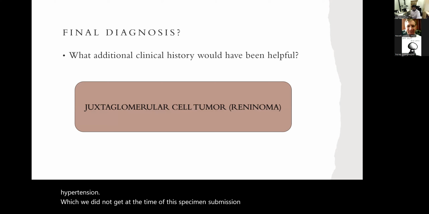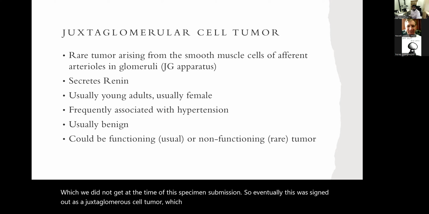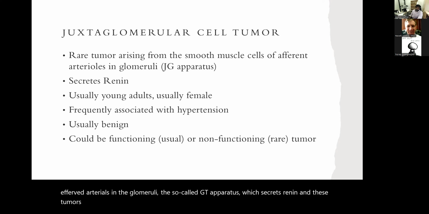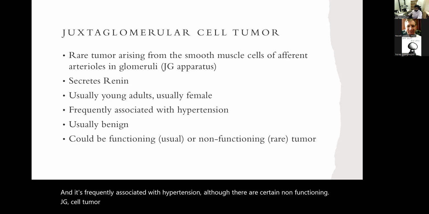So eventually this was signed out as a juxtaglomerular cell tumor, renal, which is a rare tumor arising from smooth muscle cells of afferent arterioles in the glomeruli, the so-called JG apparatus, which secretes renin. These tumors are usually seen in young adults, usually female, which fits the demographic of the patient that I presented. And it's frequently associated with hypertension, although there are certain non-functioning JG cell tumors, which may not have an associated increase in blood pressure.